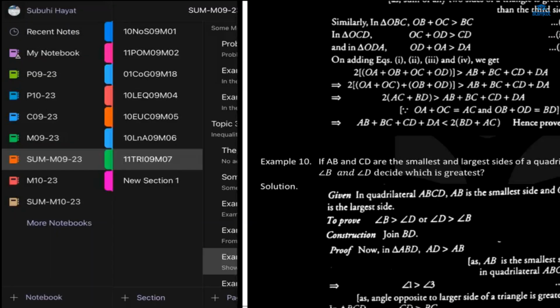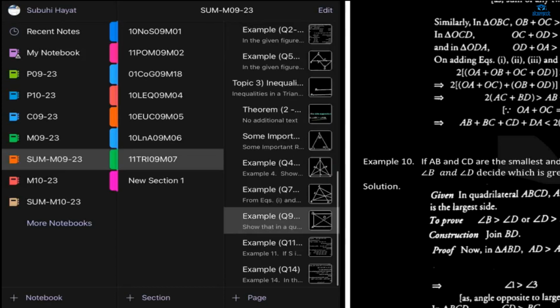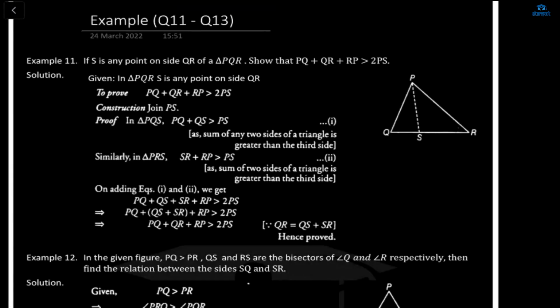So let's see. Today we will finish this chapter, and from the next class we are going to start with Heron's formula, because in most of your schools that chapter has started.